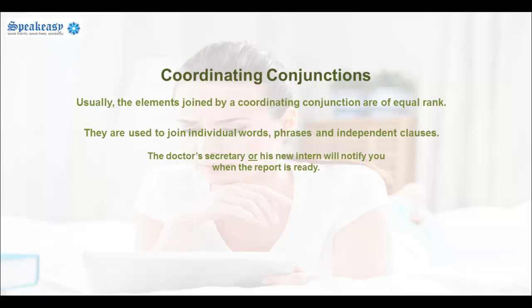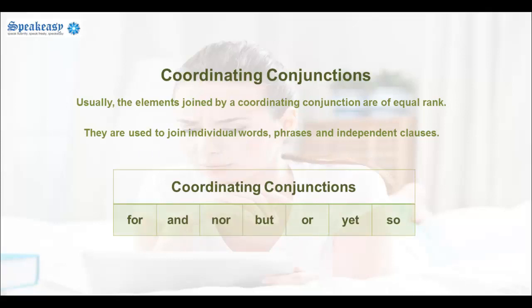And they're used to join independent clauses. The girls were at the bar, but all the guys were waiting by the pool. This table shows the main coordinating conjunctions. You may have heard of the acronym FANBOYS: for, and, nor, but, or, yet, and so.